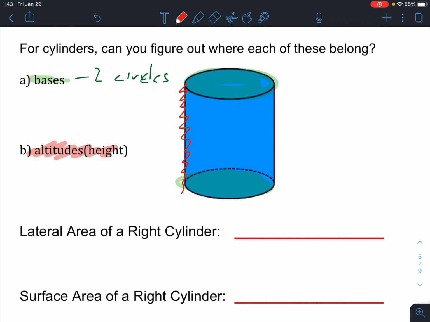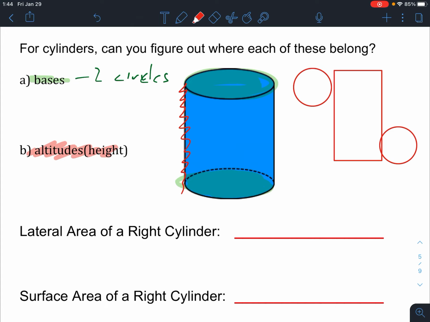But if we measure from the top to bottom, that would be the height of the cylinder. Okay? Remember from last section, the net of a cylinder, right? Here's the net of a cylinder. So it's two circles and then a rectangle.